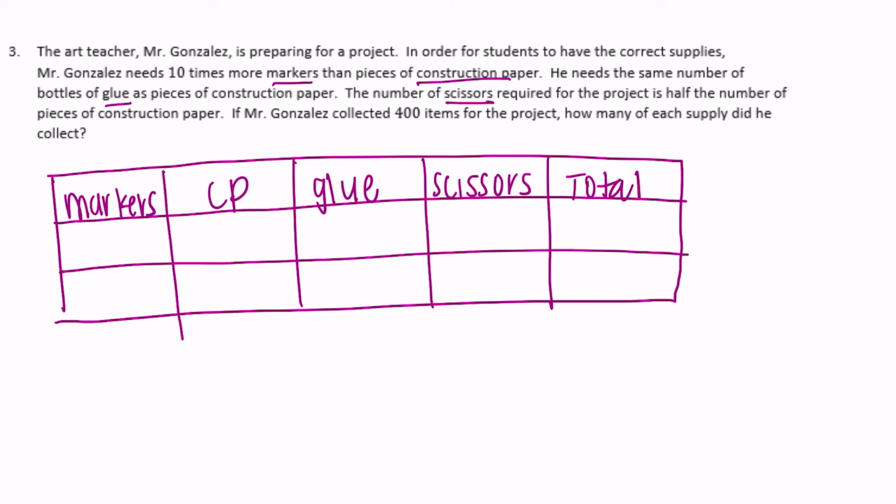Okay, he needs 10 times more markers than construction paper. So for every 10 markers, he has 1 piece of construction paper. He needs the same number of bottles of glue as construction paper, so that's going to be 1. And the number of scissors required is half the number of pieces of construction paper, so half of that would be half.